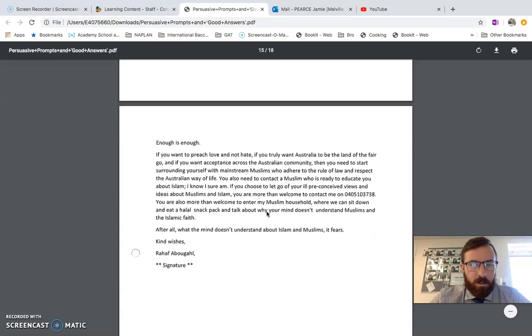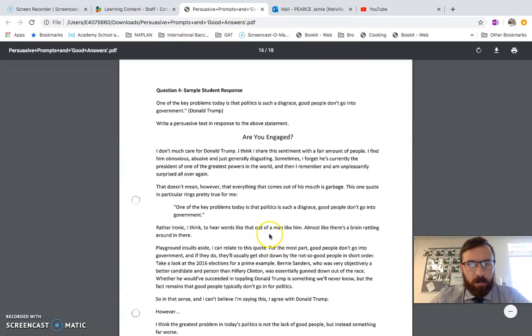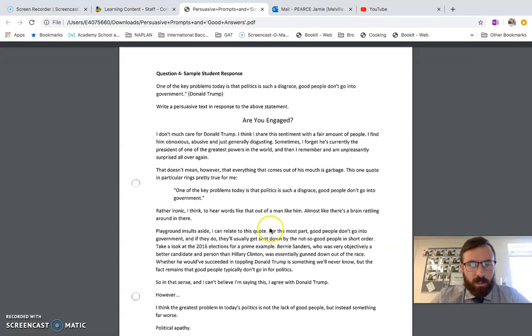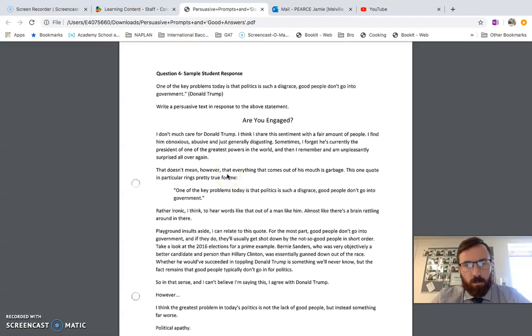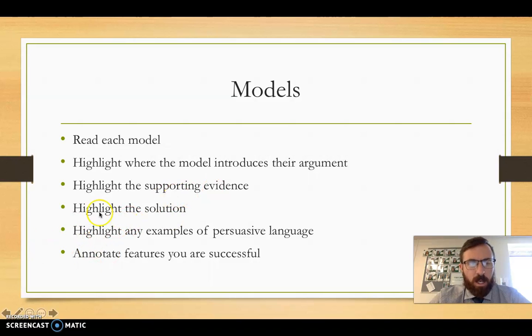And then there's one more, which is looking at Trump. I think this student was a very strong student and does some wonderful things with the quote and with the techniques of persuasion. So I'd recommend reading those examples, annotate, and determine what makes a successful answer. Good luck.